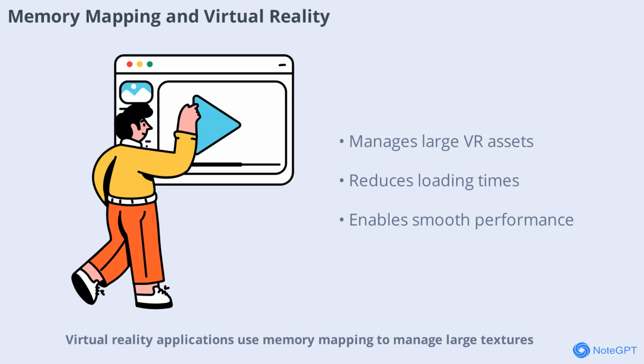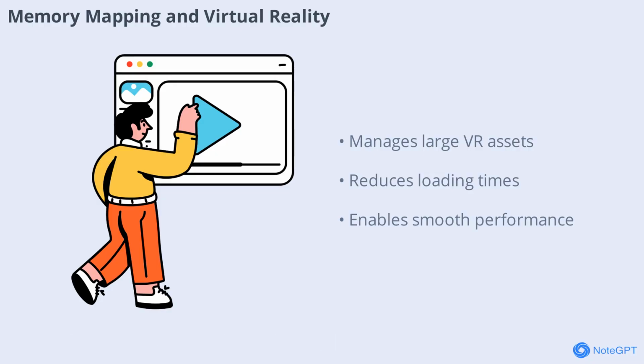Virtual reality applications use memory mapping to manage large textures, 3D models, and multimedia assets. By mapping these resources into memory, VR systems can deliver immersive experiences with minimal loading times and smooth performance. This is crucial for maintaining realism and user engagement in virtual environments.